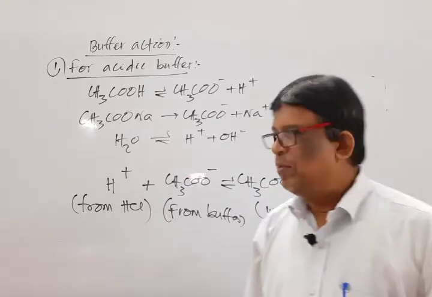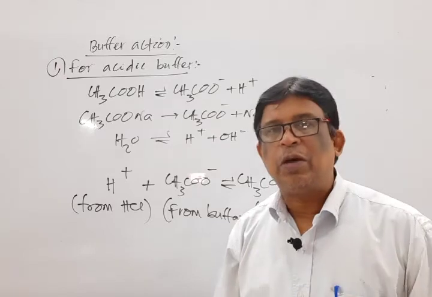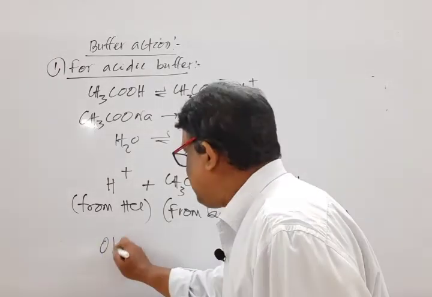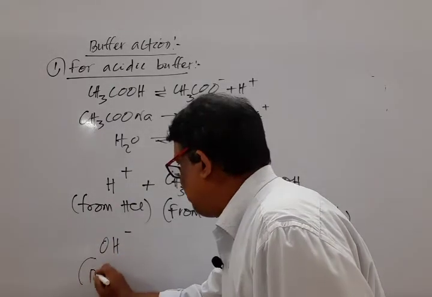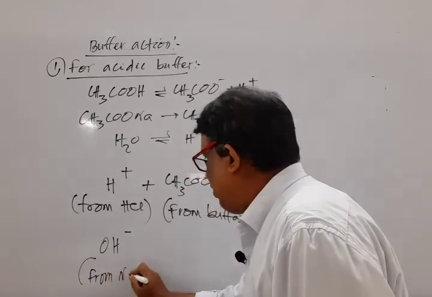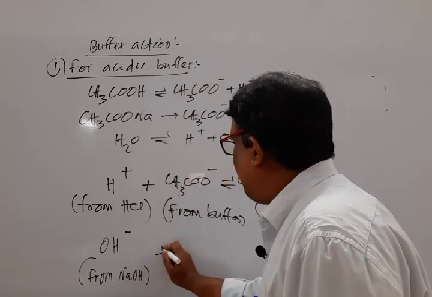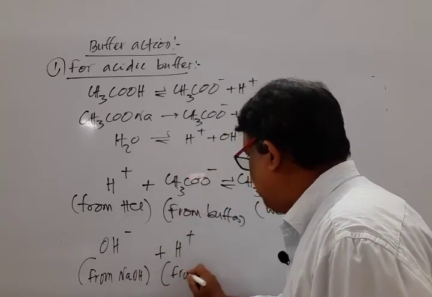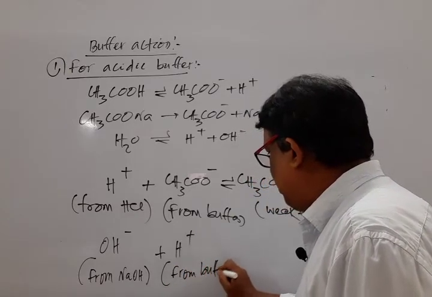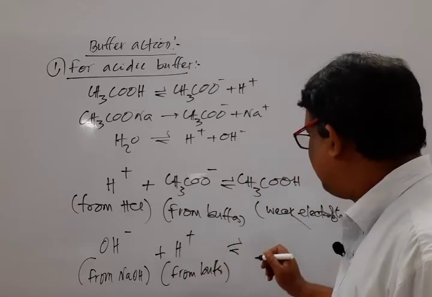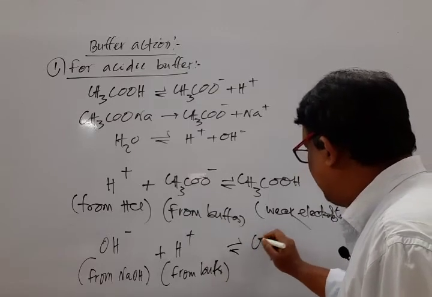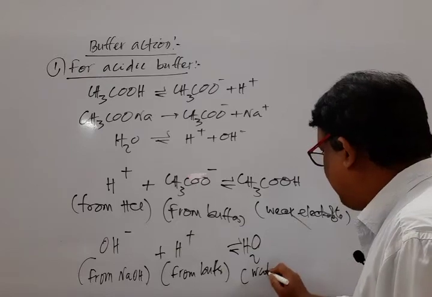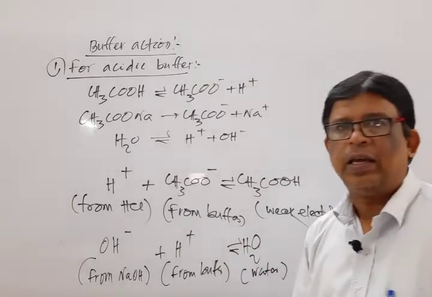Okay, good. Similarly, we add a few drops of strong base like NaOH. Then the OH⁻ ion from NaOH combines with the H⁺ ion from the buffer, forming weakly ionized water, keeping the pH constant.